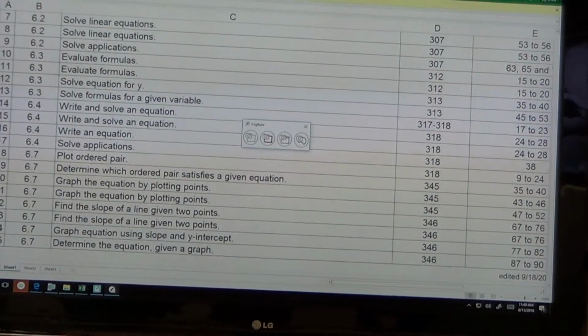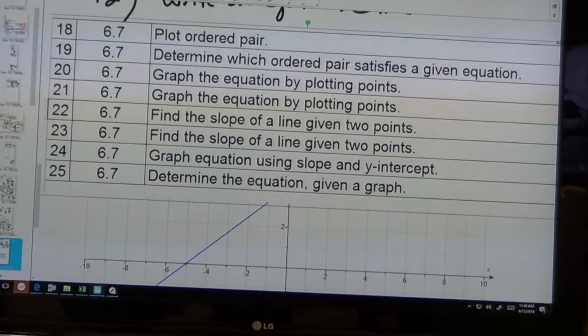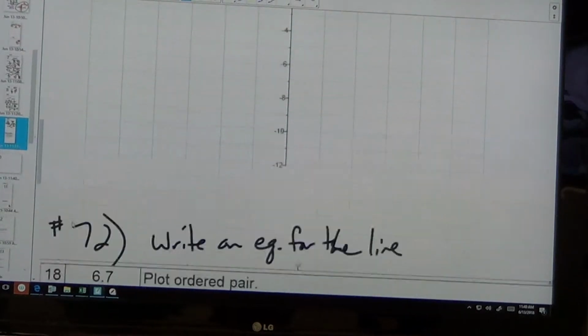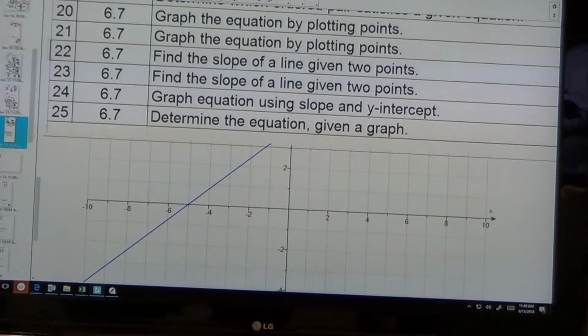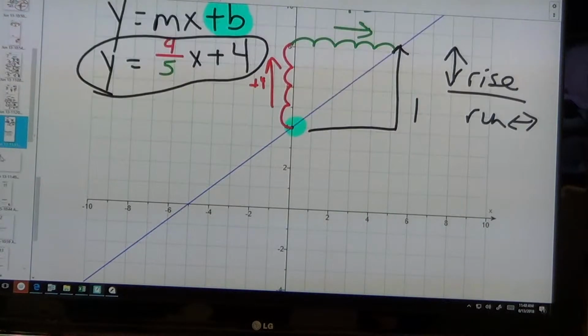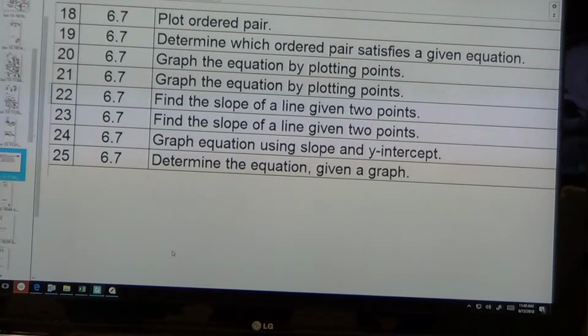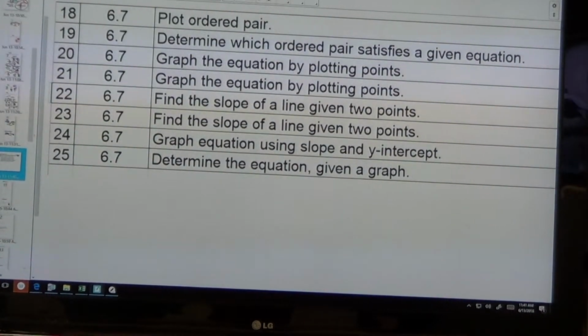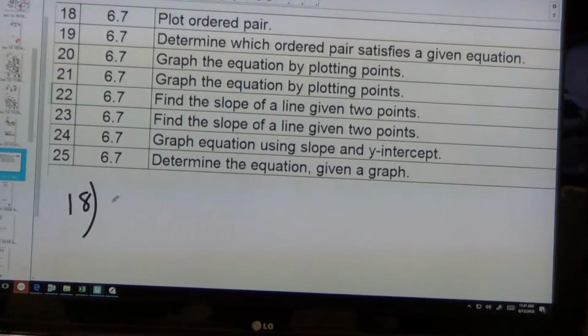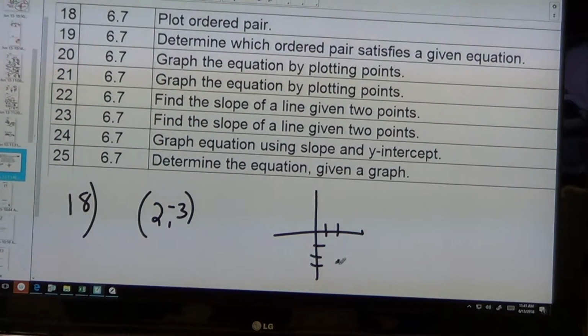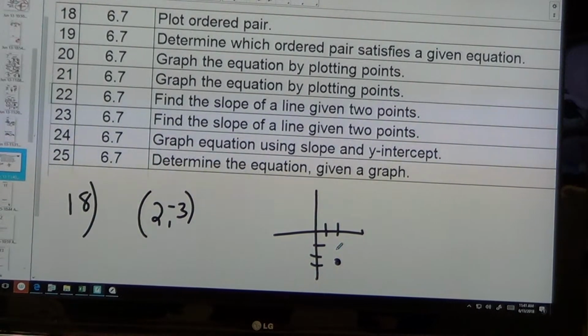So let me go to a new page for just a second. Number 1, your test is 25 questions, which means each question is 4 points apiece. It's not going to be number 18 on your test, but number 18 on the test, I'm going to give you a point like 2, -3, and I'm going to tell you to graph it. Y'all with me? Are we good with that one?